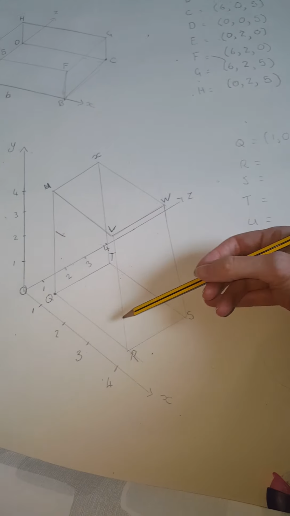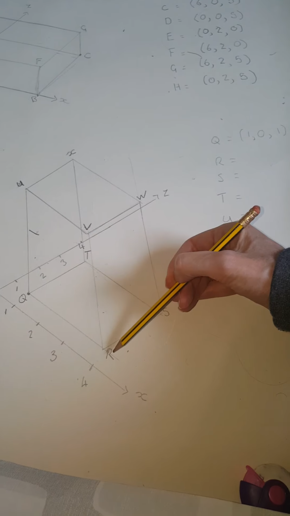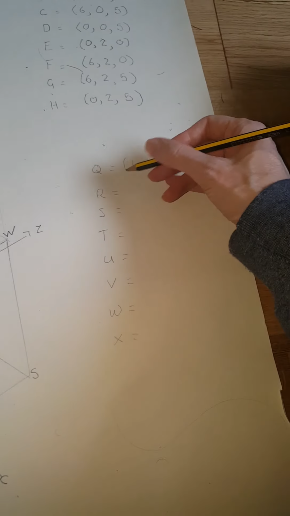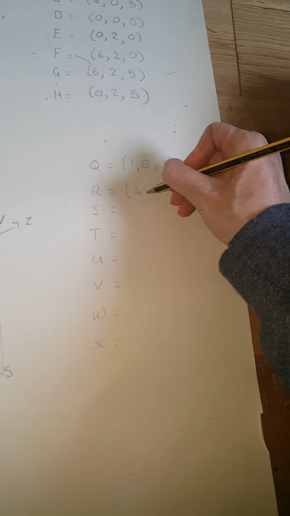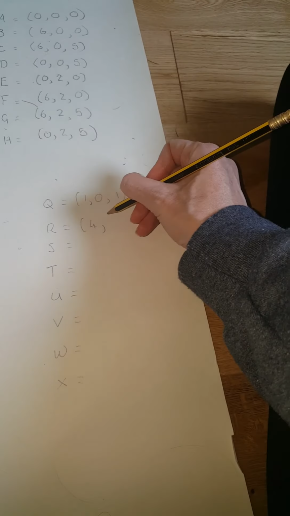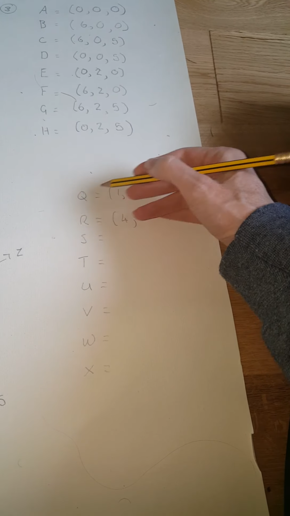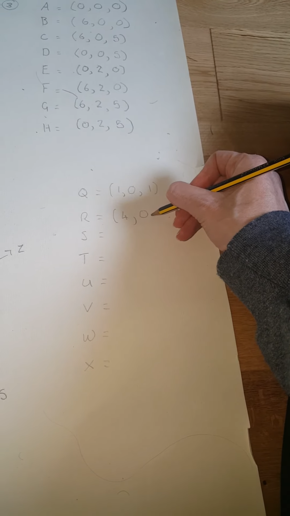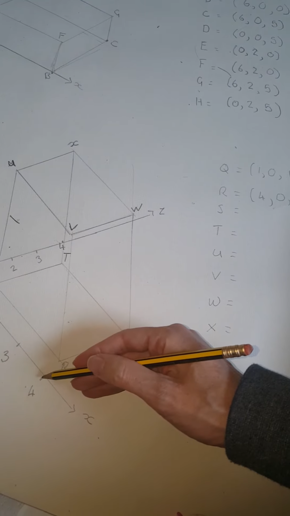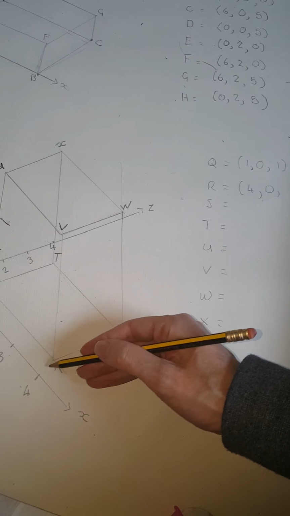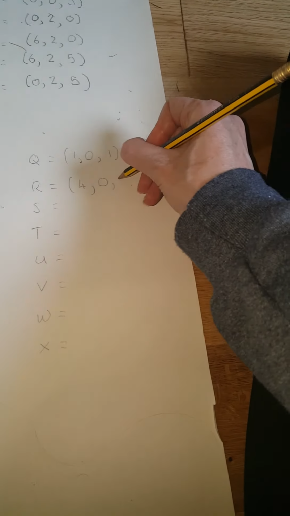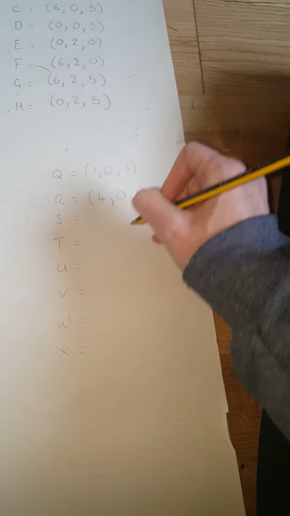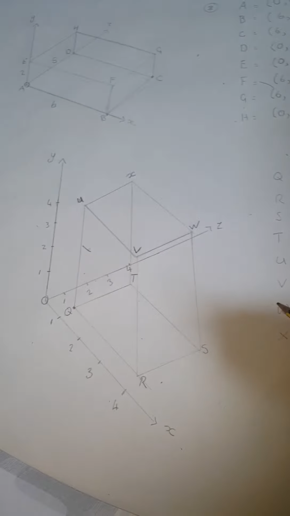Right, point R. You'll see we go out the x-axis 4 places to get to R, so R's x is 4. Again, we don't go up at all, so it's on the same plane as Q, so the y coordinate is 0. And again, like the point Q, I've gone out one place in the z coordinate axis, so 4, 0, 1 are the coordinates of R.